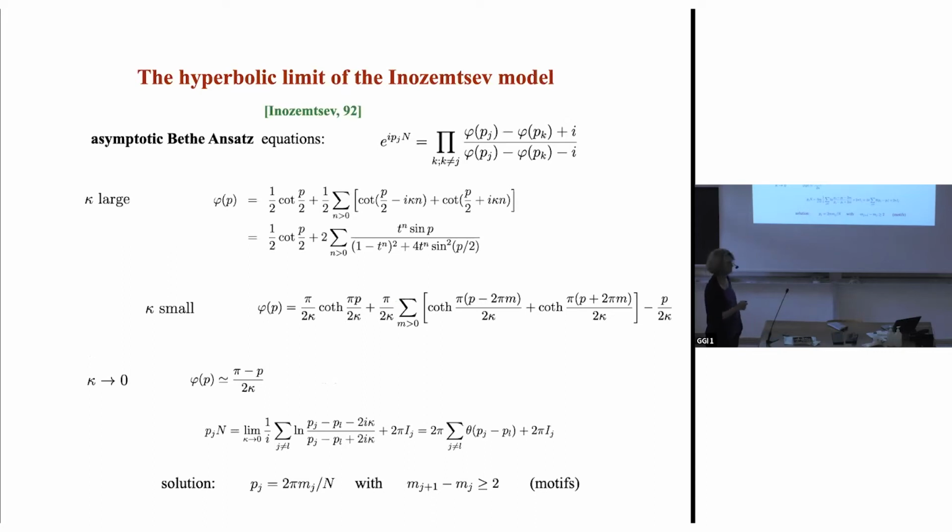This phi is essentially the Weierstrass zeta function, a periodization of the cotangent of P over 2.